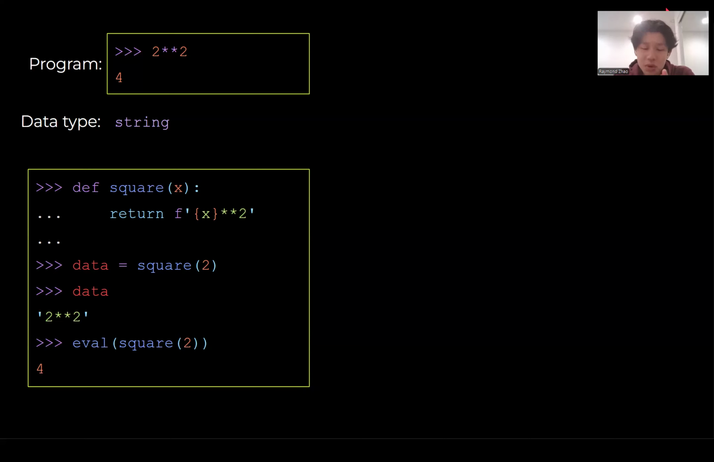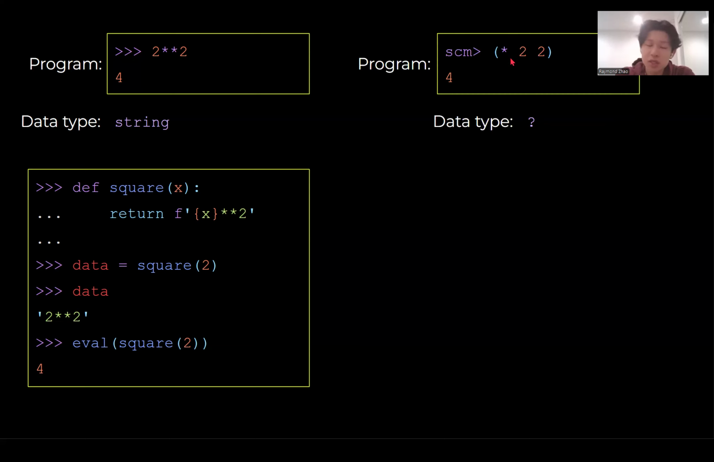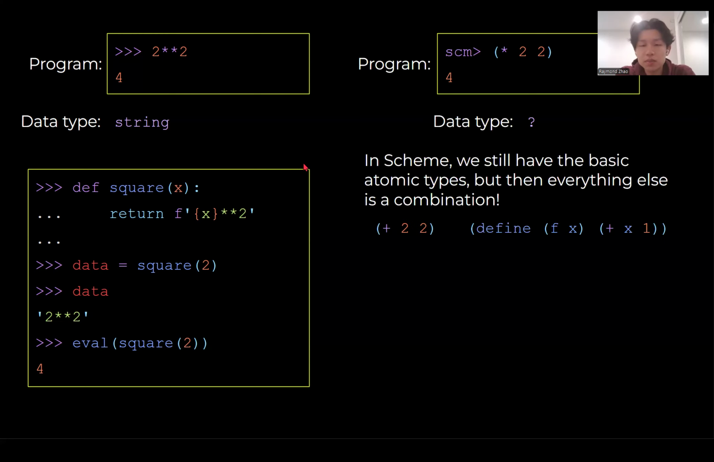Programs as data in Scheme is actually the exact same as what we just did in Python. Let's say I want to execute some code, 2 squared. In Python, that data type happened to be a string. But what's going to be the equivalent, the analog in Scheme?